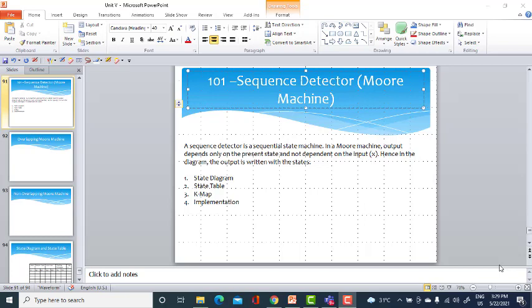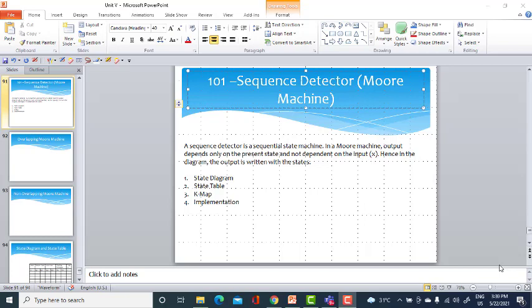Okay, so here is the 101 sequence detector. In the Mealy machine model, if we needed to detect 3 bits, we took 3 states and started designing and implemented it. But here in the Moore machine, if n is the number of bits, we have to take n plus 1 states. So we have 4 states, and we have to start the design like that.